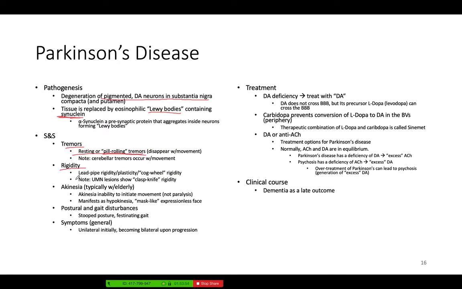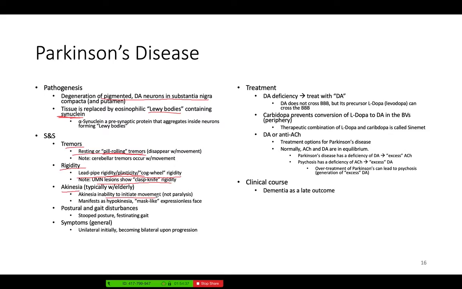For rigidity, we're looking for this lead pipe rigidity once again, with plasticity, cogwheel rigidity, where it's just very slow movements. And this is different from our upper motor neuron, right? So upper motor neuron was that clasp knife rigidity with the arm kind of releasing very quickly. With lead pipe rigidity, they're just kind of like resisting whatever movement that you try and get them to do. If you were to hold hands with this person and try and swing your arm, they would resist in every single direction. They're not trying to resist, but because of this fact, they just resist it. Okay.